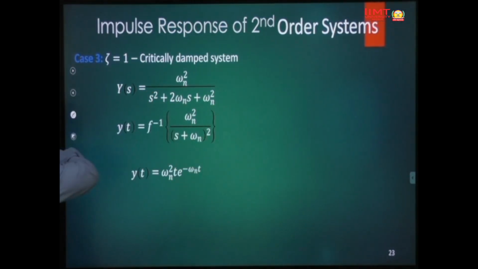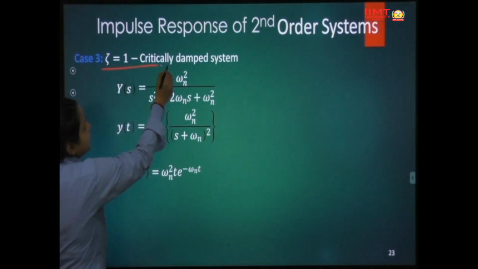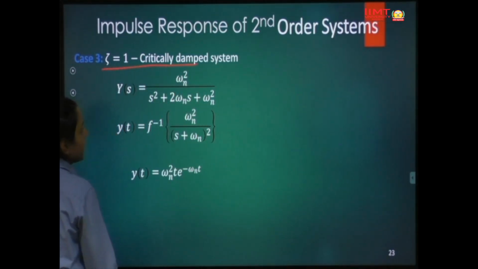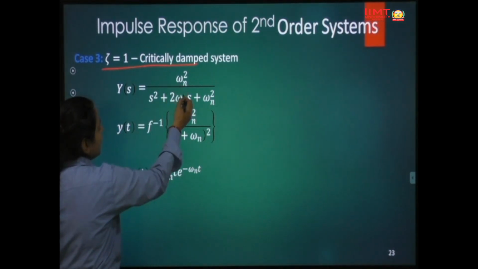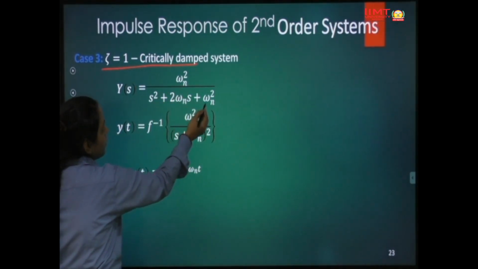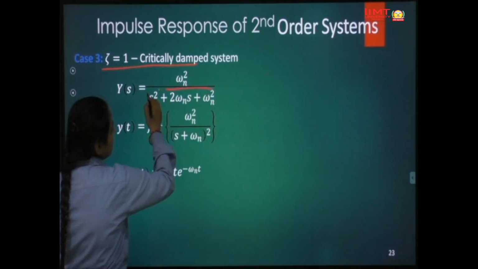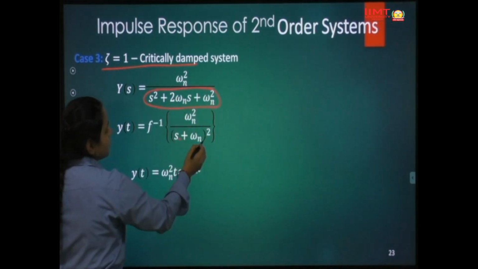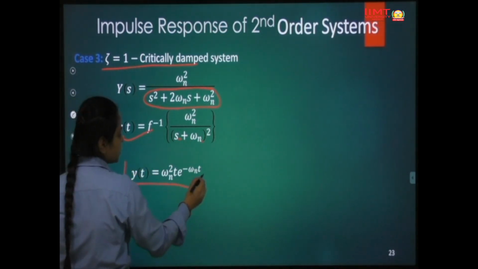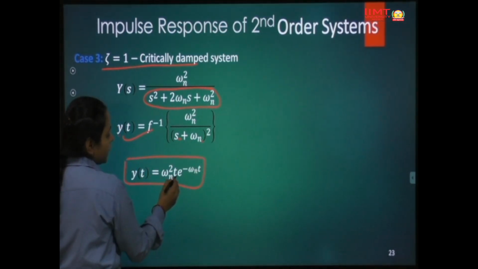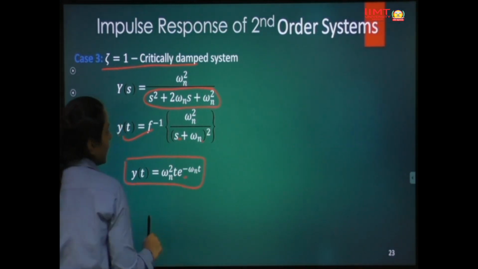So let's see another example. For case 3, when zeta is equal to 1, it is called the critically damped system. So we put zeta equal to 1 and we get Y(s) equal to omega n square upon s square plus 2 zeta omega n s plus omega n square, which is equal to omega n square upon (s plus omega n) whole square. If we take the inverse Laplace transform, we get y(t) equal to omega n square t e to the power minus omega n t.